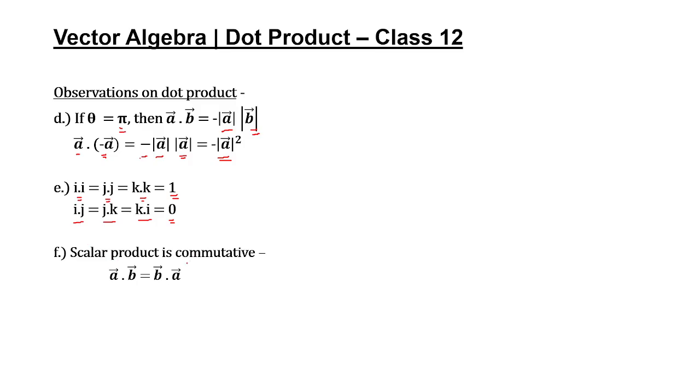Scalar product is commutative, means A dot B is equal to B dot A. The reason for that is the angle from A to B is equal to the angle from vector B to A. This is again a very important property of scalar product.